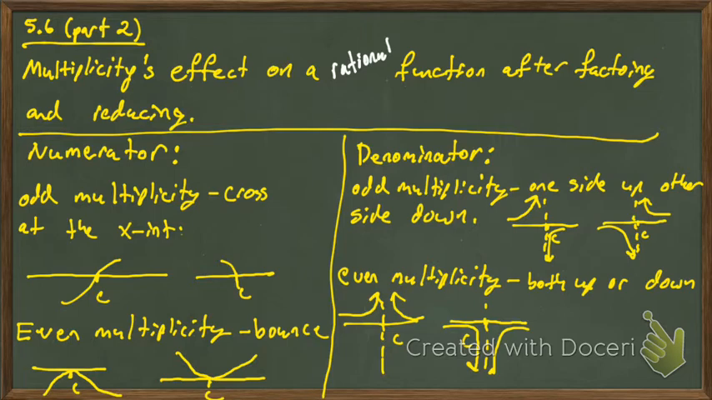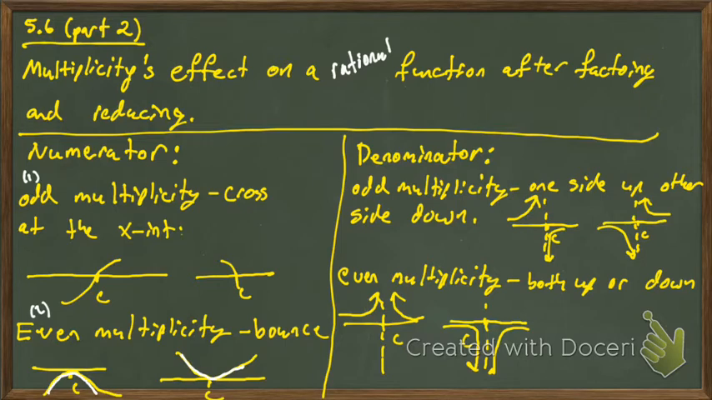For the numerator, after you've factored and reduced, the roots of the factors in the numerator are going to be your x-intercepts. If you have an odd multiplicity, so for us that's going to be the first power, your graph is going to cross at that x-intercept because there's a sign change. If you have an even multiplicity, so an exponent of 2, you're going to have a bounce, either from below on the x-axis or above, depending on what the graph's looking like. There is no sign change at that point.